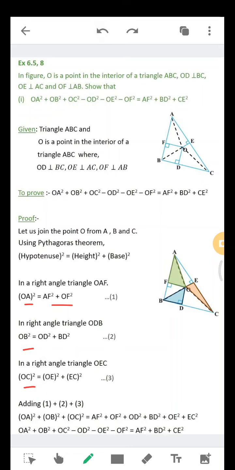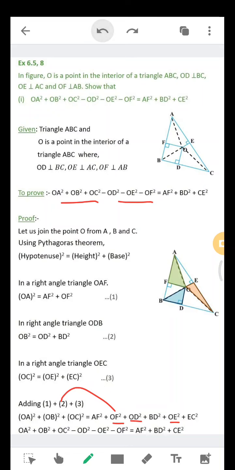Now still I did not reach the RTP required to prove. I'll convert it now. What's on the right hand side? Along with AF, BD and CE we have OD, OE and OF. So these OD, OE and OF, I'll transpose to the left. So this becomes OA square plus OB square plus OC square minus OD square minus OE square minus OF square.